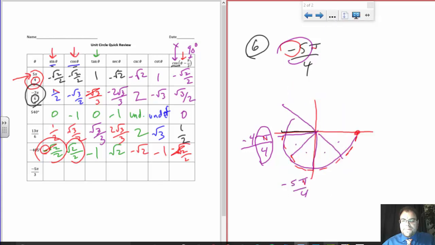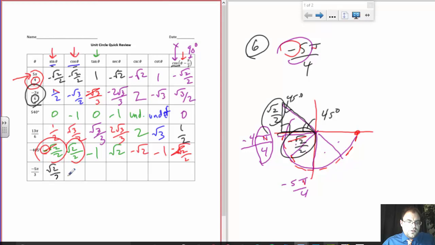Now I know this angle here because it's also what? Pi over 4. It's just another one of them. So it's the same thing as 45 degrees. This is 45 degrees. And this is a 90-degree angle. I know this here is negative root 2 over 2. And this here is positive root 2 over 2. That's the sine and the cosine. So the sine is root 2 over 2. The cosine is negative root 2 over 2. The tangent is sine over cosine, which is negative 1.